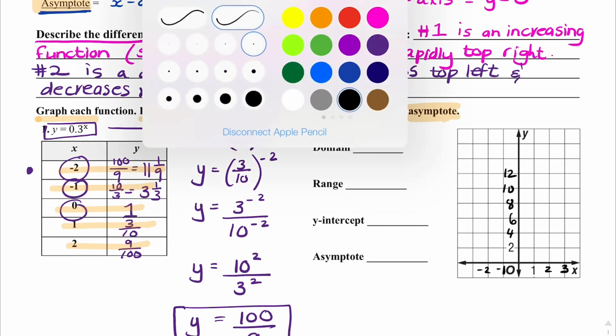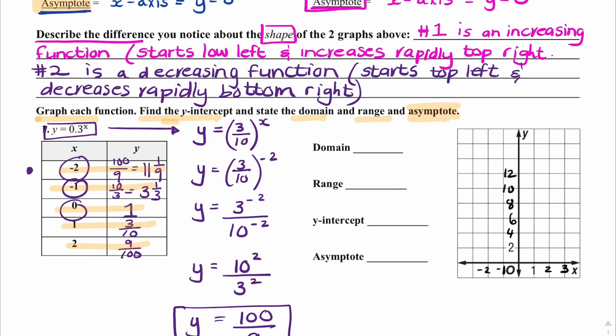Okay, change colors. When x is negative 2, y is 11 and 1/9. So negative 2, 11 and 1/9 is approximately there, closer to 12 than it is to 10. When x is negative 1, y is 3 1/3, just below the 4. When x is 0, y is 1. So there's my y-intercept. When x is 1, y is 3/10, so above the y-axis, not touching the y-axis. When x is 2, y is 9 over 100, a small decimal but still above 0.